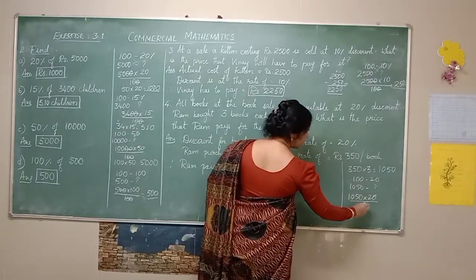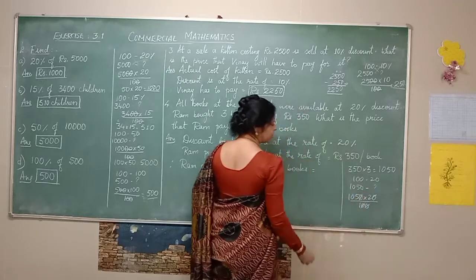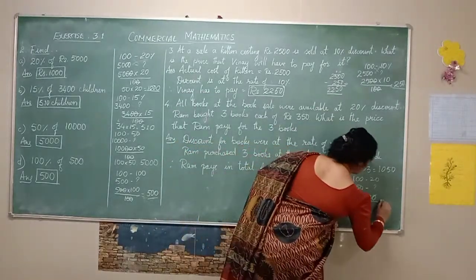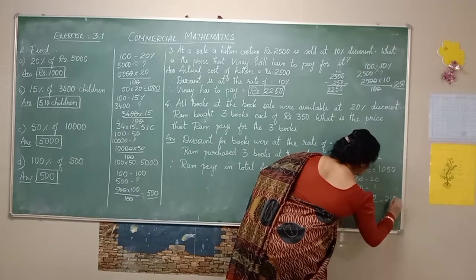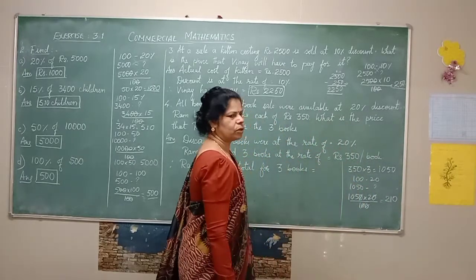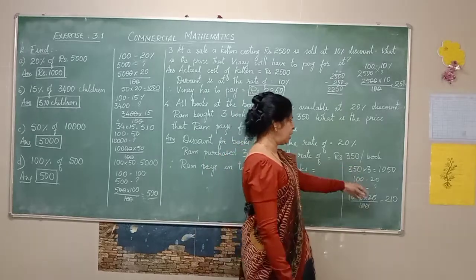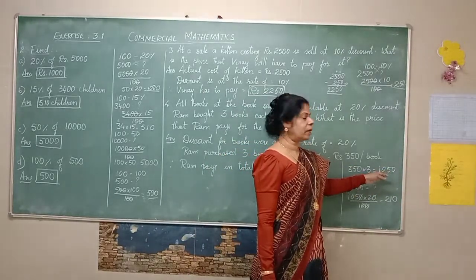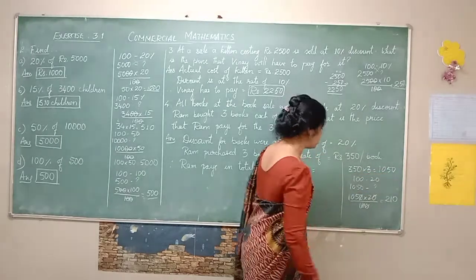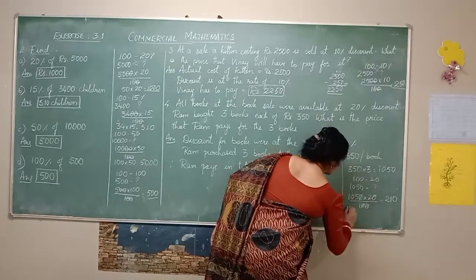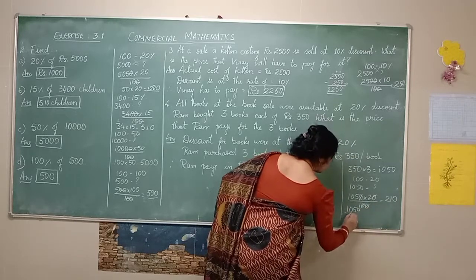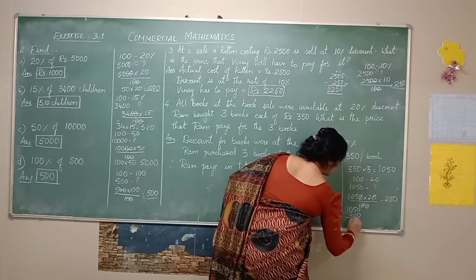0, 0 cancel. This 0, this 0 cancel. So it is 105 into 2. So 105 into 2 is equal to 210. So from 3 books, he has got a discount of 210. Actual price, how much he had to pay? He had to pay an amount of 1050. 1050 he has to pay, but now he has got a discount of 210 rupees.